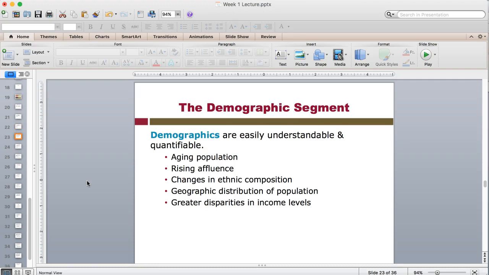Demographics are easily understandable, and there's tons of data on it. You've heard about the aging population in this country, the rising affluence, but the dramatic separation of the wealthiest 1% from everybody else. Diversity in our population. One of the things that we talk about is the fact that by 2050, over half of the working population in this country will be non-Anglo. If you have a business in Los Angeles, your target market is already half non-Anglo. The country is changing in terms of the ethnic composition.